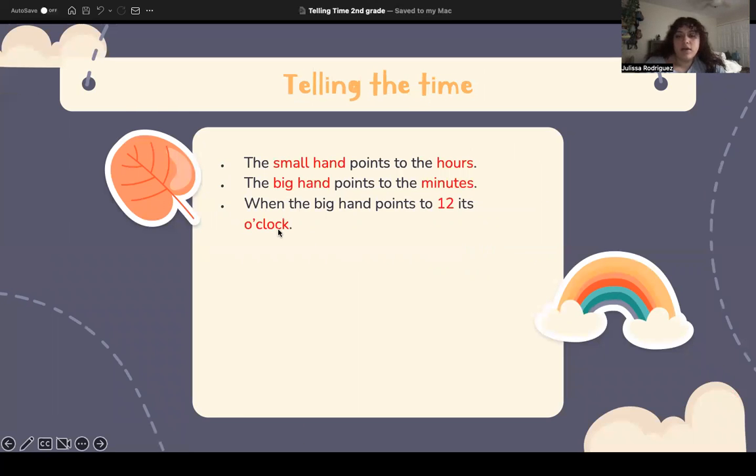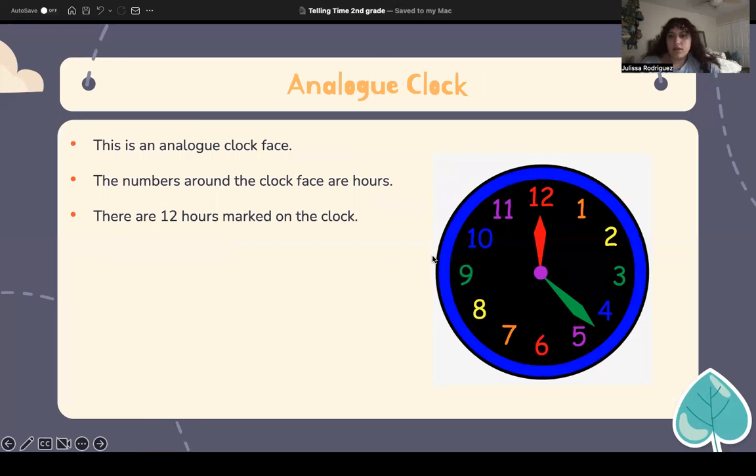Okay, so with telling time, the small hand here is going to indicate the hour that we're on, the hour of the day. And the big hand here is going to indicate the minutes that we're on. So for instance, this clock is indicating that it is 12:23 p.m. or a.m. We don't know. It doesn't indicate. It indicates the time, but we don't know if it's a.m. or p.m. But here it's 12:23.